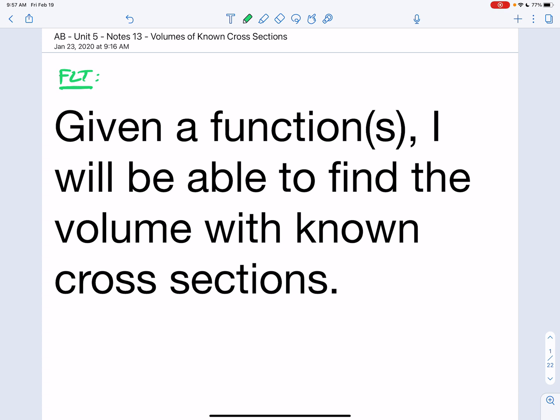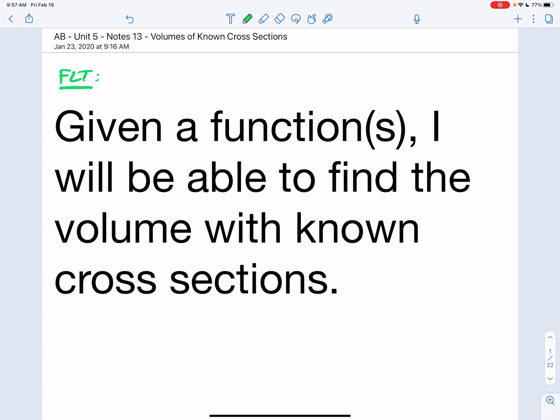You're going to be given a function or functions, and you're going to be asked to find the volume with known cross sections. So it's a different type of volume here. And the first task that you really want to accomplish is understanding how the volume is built, how this three-dimensional shape is built, okay? Even though you're not asked to sketch it, you want to know the logic behind it there, okay? And then once you get an idea of what the visual is, then you can work on, well, how do I calculate this, right?